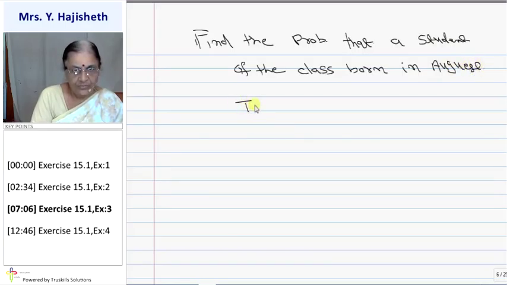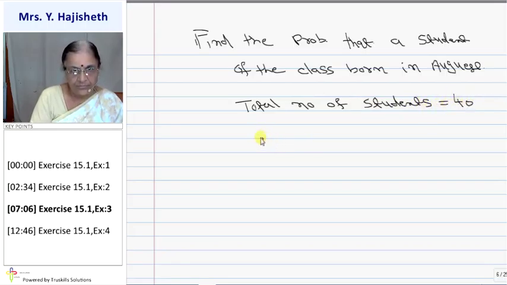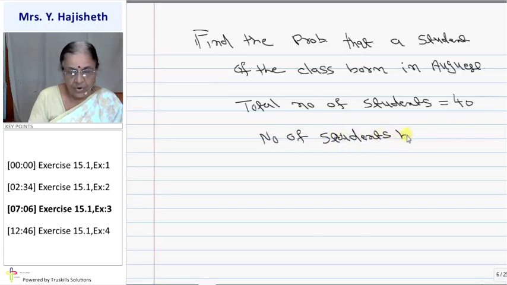Total number of students. How many students are there? 40. And number of students born in the month of August.